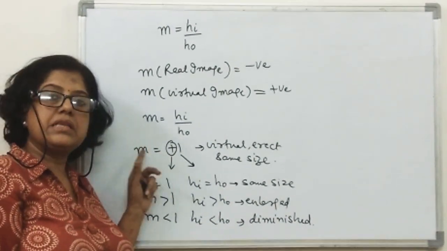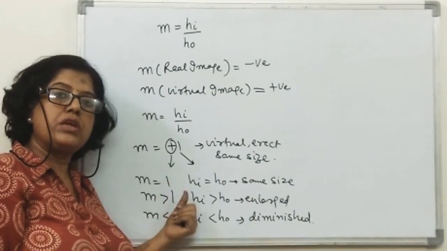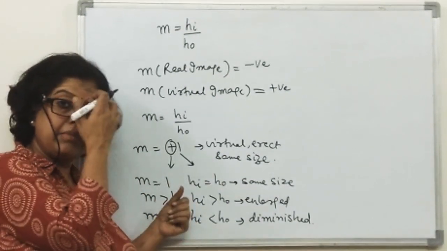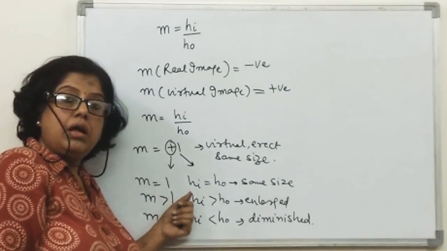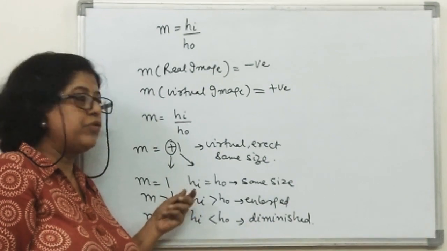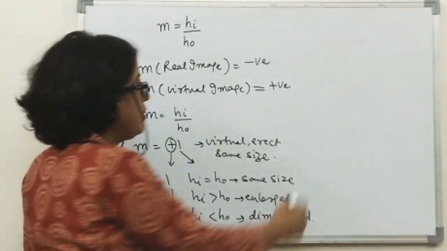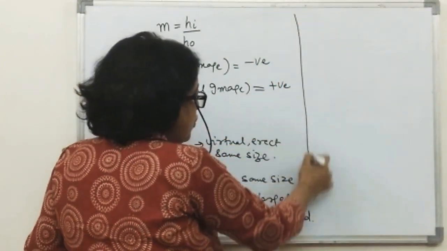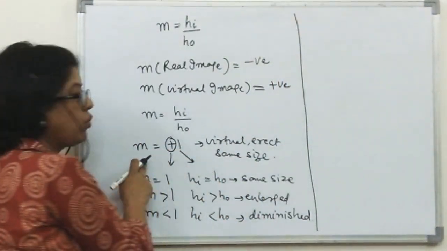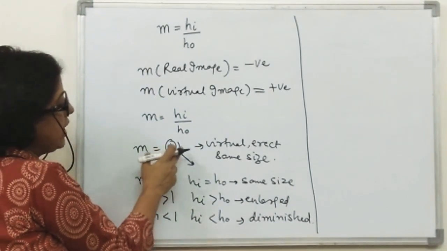The sign minus and plus tells us the image is real or virtual, and the value 1, more than 1 or less than 1 tells us whether the image is same size, larger than the object or smaller than the object. Fine. So we'll take a few values of M and analyze and see whether we can find out the nature of the image formed. So M is equal to plus 1 we've already discussed. It says that the image is virtual, erect and same size.